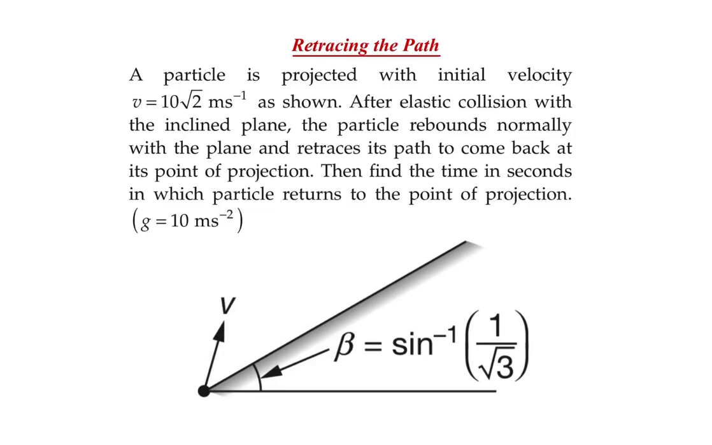Hello बच्चों. So in this problem a particle is projected with velocity 10 root 2 meter per second. Now this is an inclined surface at angle beta from horizontal.